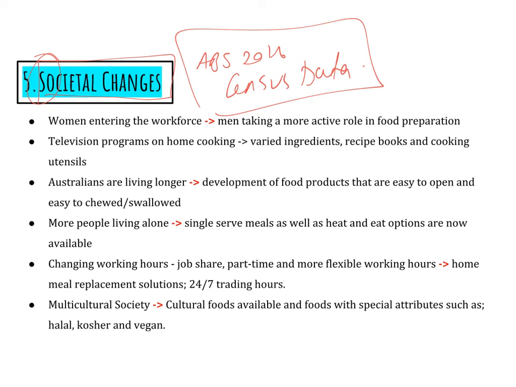So the first one, women are entering the workforce. This means men are taking a more active role in food preparation. Television programs on home cooking are increasing. This has led to more varied ingredients, recipe books, and cooking utensils.